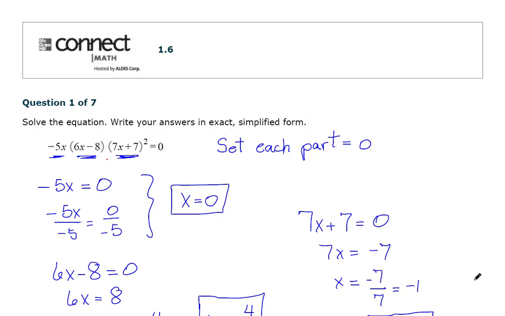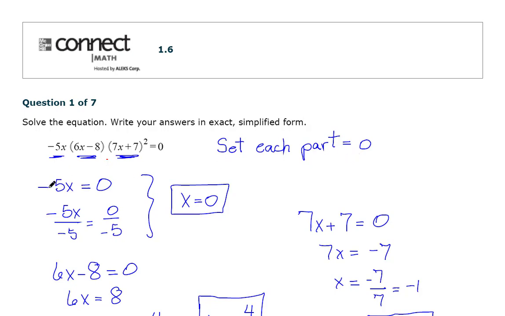Welcome to Math 1314. This is section 1.6. In this section, we're going to look at a couple different kinds of equations. In the very first problem here, I have a product of three things equal to 0. Now, the only way a product of things could be 0 is if any of the pieces could be equal to 0. Alright, so I'm going to set each part equal to 0.